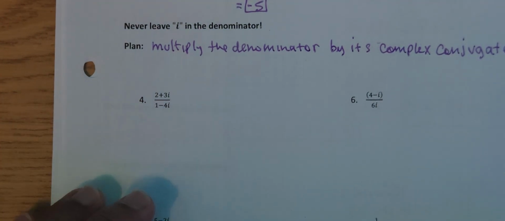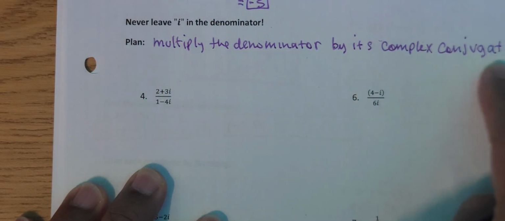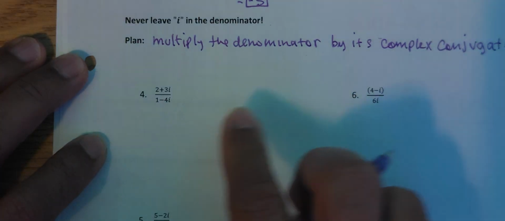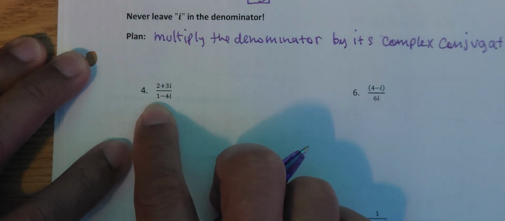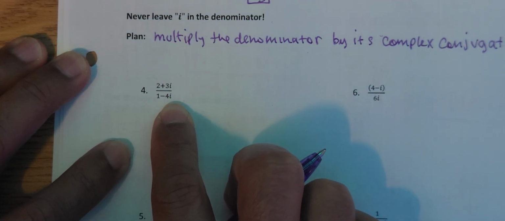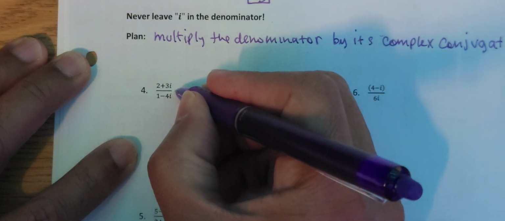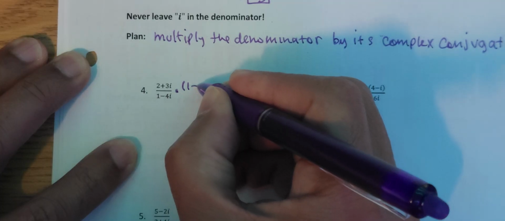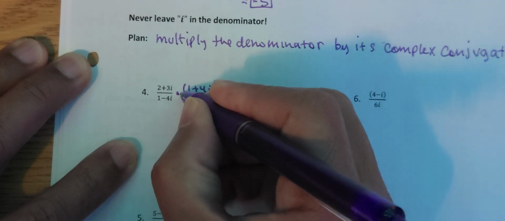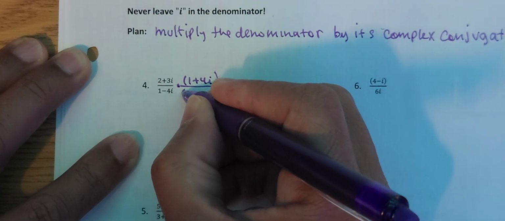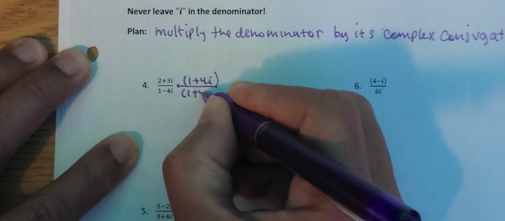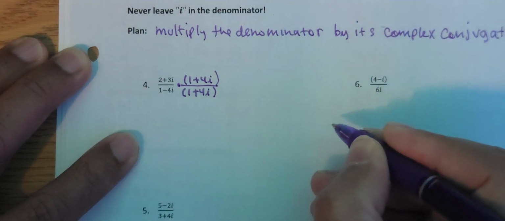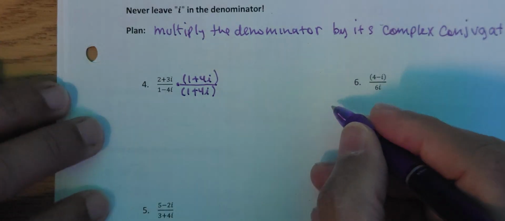Okay, so when we divide complex numbers, we multiply the denominator by its complex conjugate. So for example, if you look at example number 4, the conjugate is 1 minus 4i. So then that means we multiply numerator and denominator by 1 plus 4i. And again, here we're just using the power of number 1. Like I've said before in class, the number 1 is a very powerful number in mathematics.